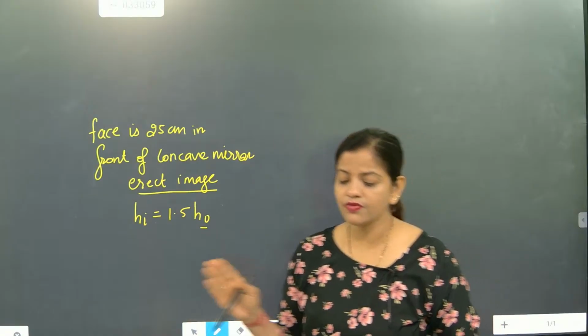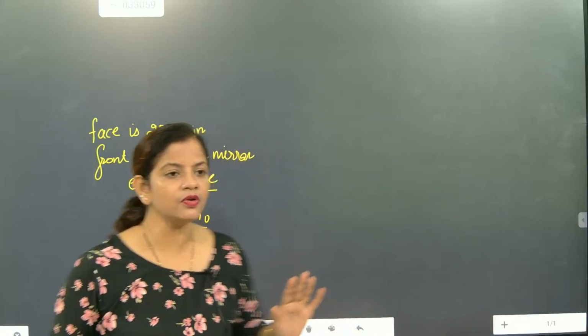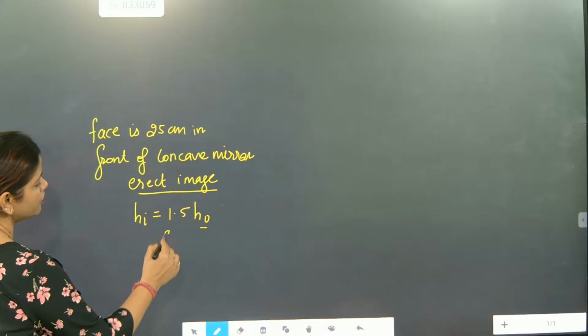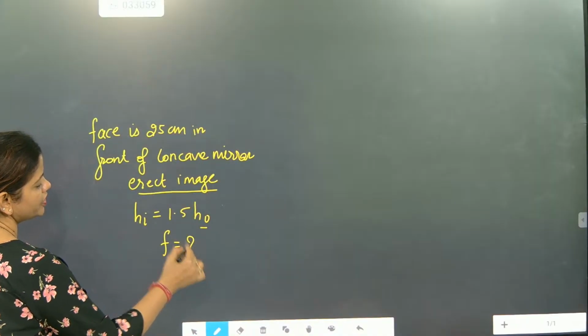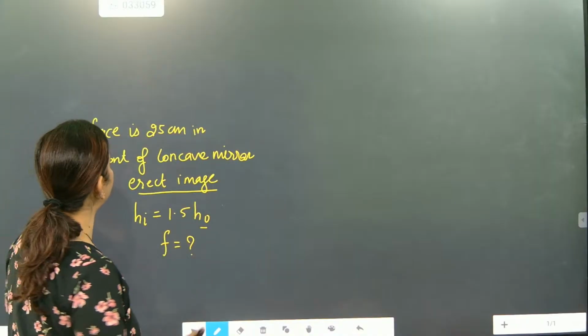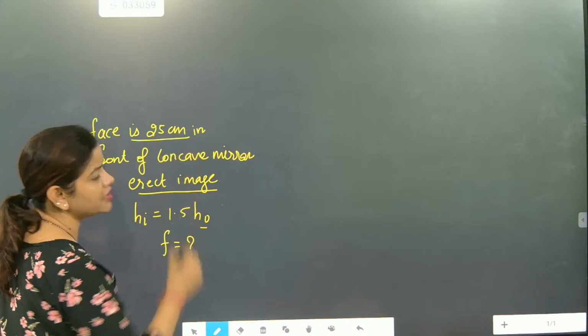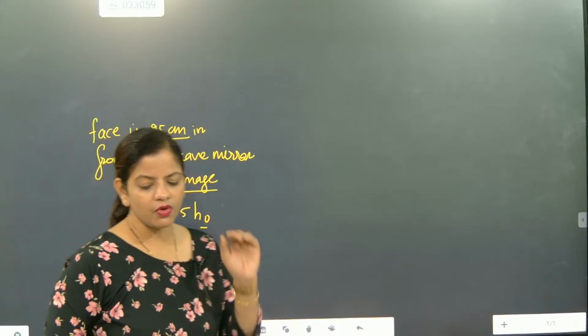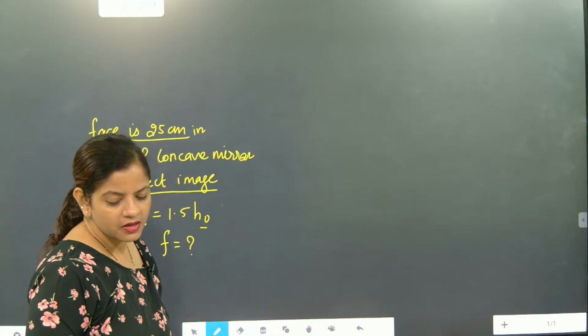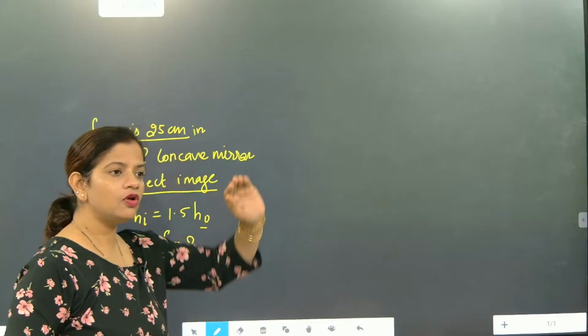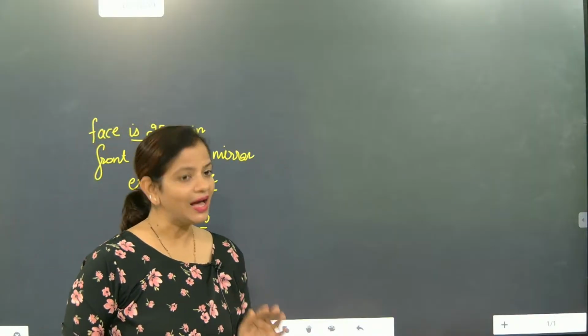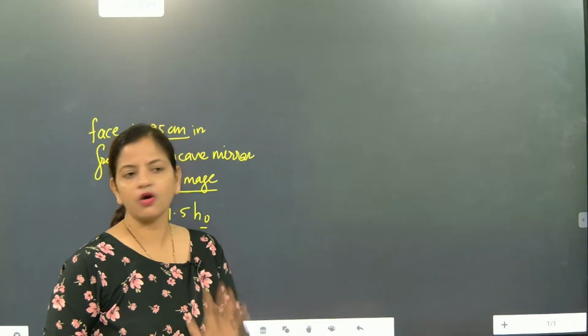Now, beta, what they are telling is that you need to find the focal length of the mirror. A very simple question they have asked. What is the focal length in this situation? The face is given as 25 centimeter. So here, whatever preliminary information is given, we are going to work according to that.